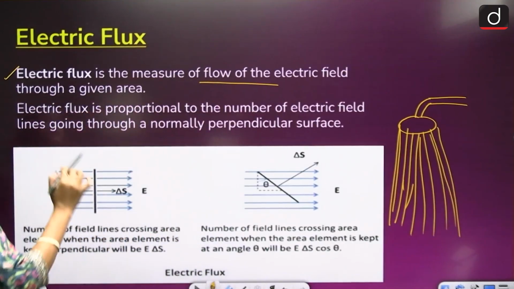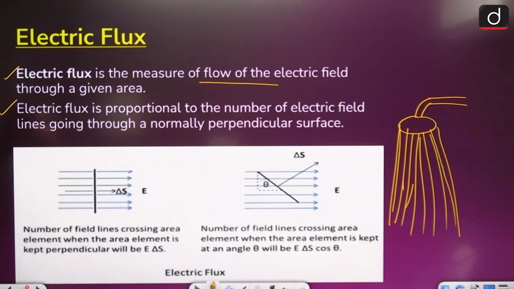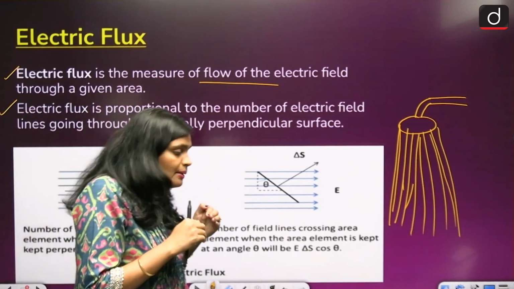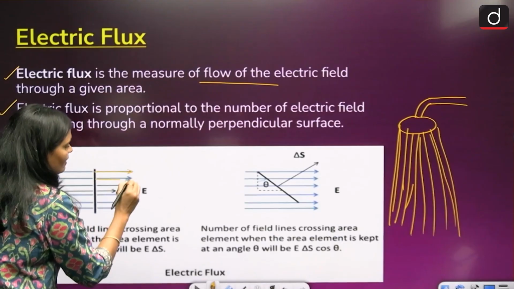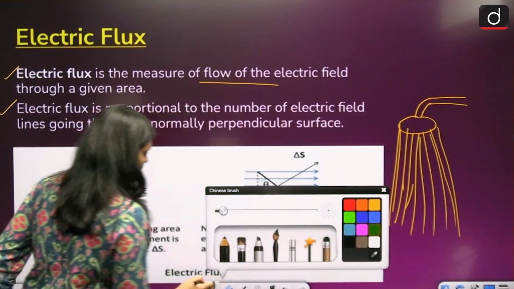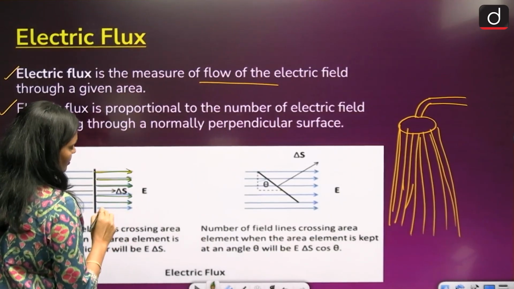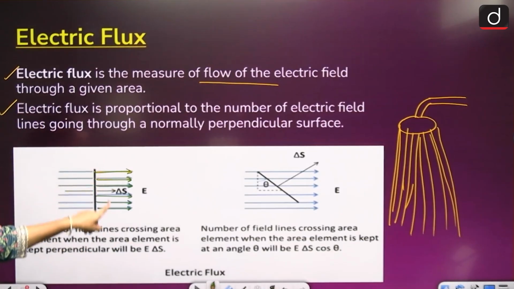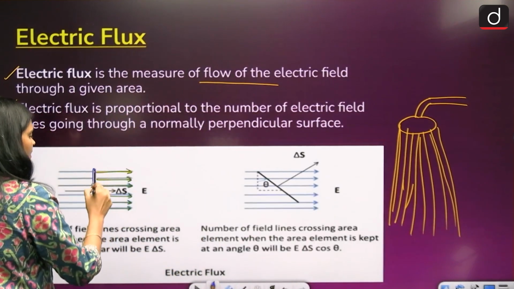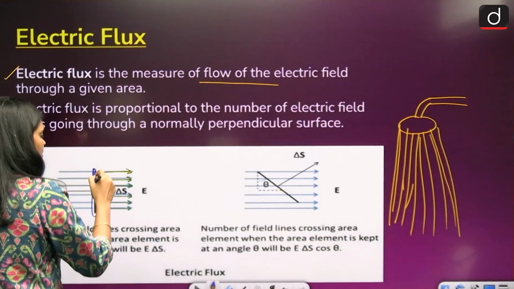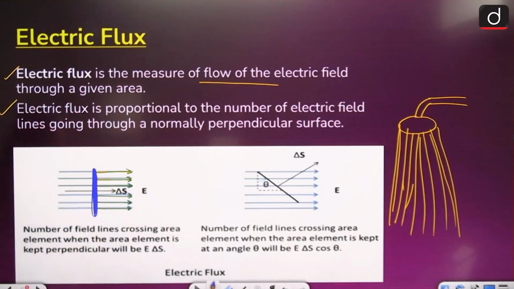So similarly, electric flux is proportional to the number of electric field lines going through a normal perpendicular surface. तो किसी भी perpendicular surface से, like suppose you have this surface, whatever the number of electric field lines coming out from here, this electric field line is perpendicular to the surface. Okay, it is perpendicular to the surface.